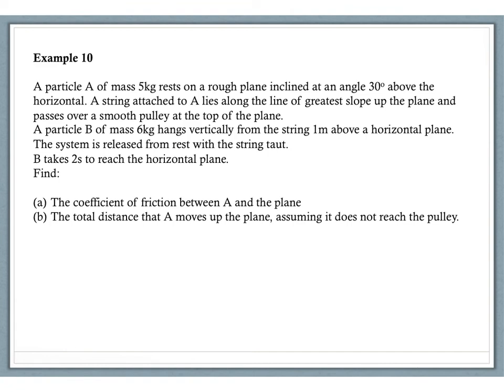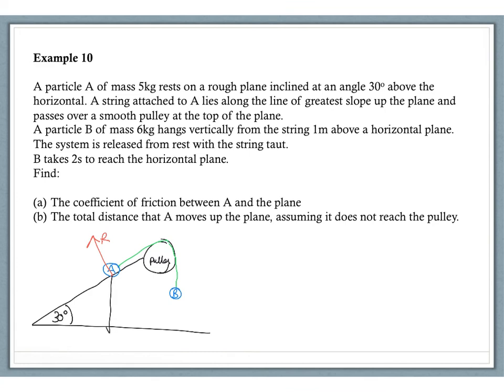So let's draw a very clear diagram for this last example. We have a rough plane inclined at an angle of 30 degrees above the horizontal. We have a pulley fixed to the end there and a string that passes over the pulley like that. We have a particle A here resting on the plane, and B is hanging vertically from the other end of the string. There's got to be a normal reaction force here, and there's got to be a weight here.